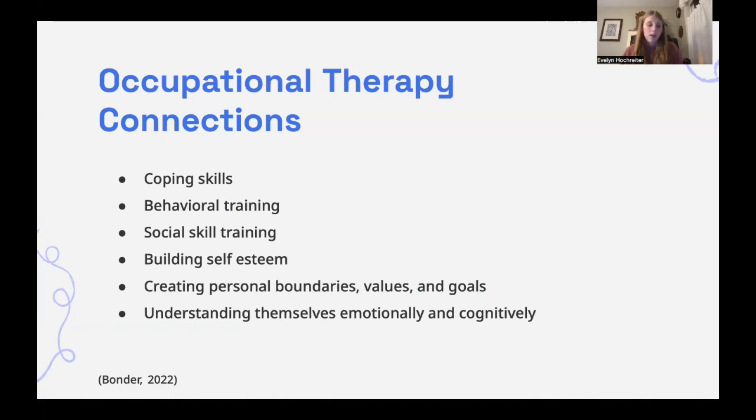You see a lot of people who are very anxious or very ashamed of their personality disorders. Creating personal boundaries, values, and goals. You can see this a lot for cluster B and C. And understanding themselves emotionally and cognitively. So knowing what they've done and knowing how they can move forward and where they're at right now.